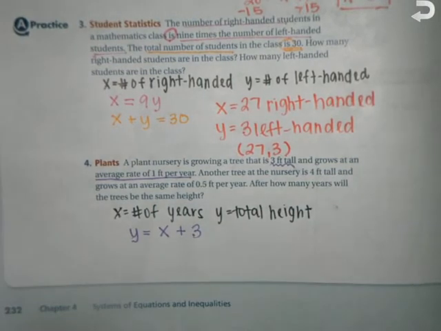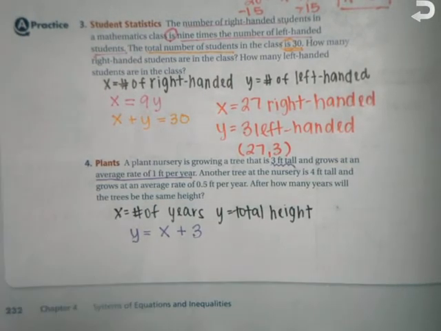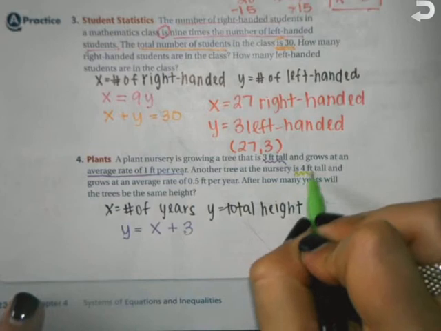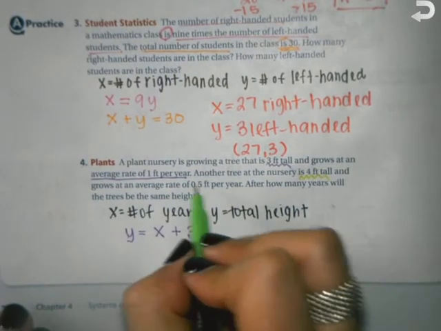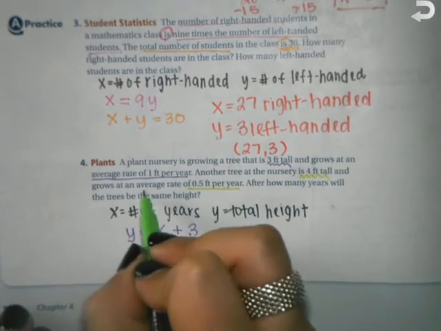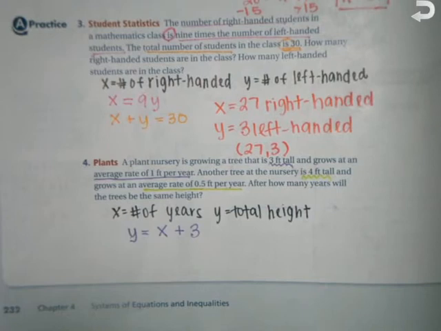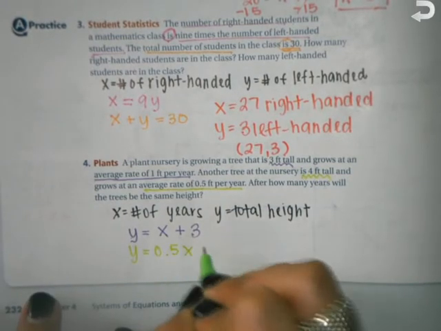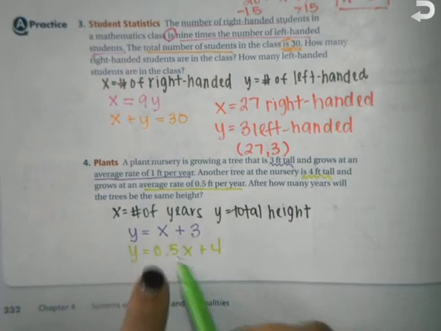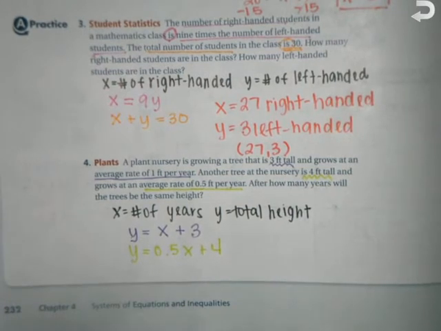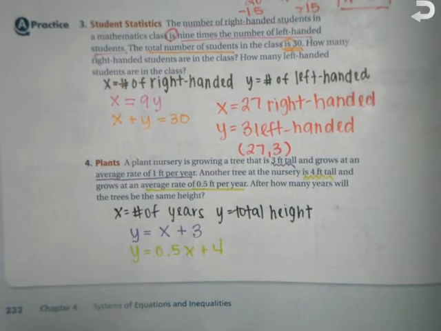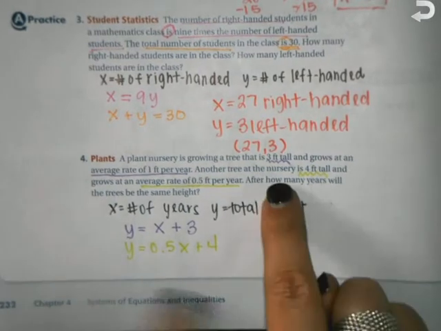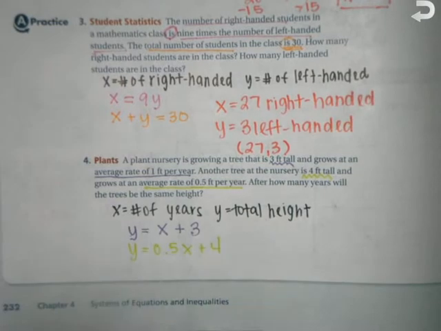Another tree at the nursery is 4 feet tall and grows at an average rate of 0.5 feet per year. Okay, how would I write that as an equation? Good. You could change this to 1/2 x if you want, since if we were to graph this, that would be your rise and run. I'm leaving it as 0.5 right now because it's in the problem that way. The question wants to know, after how many years will the trees be the same height?